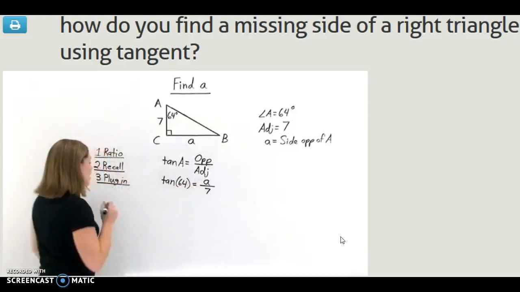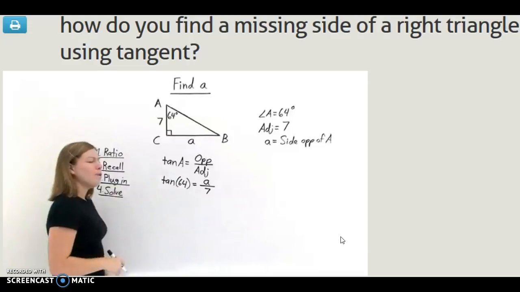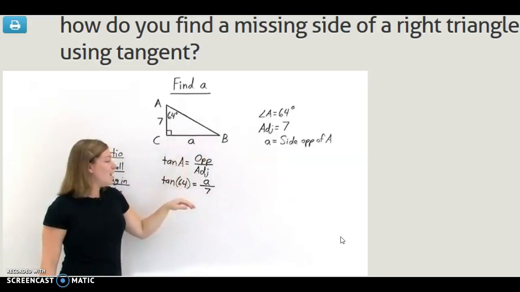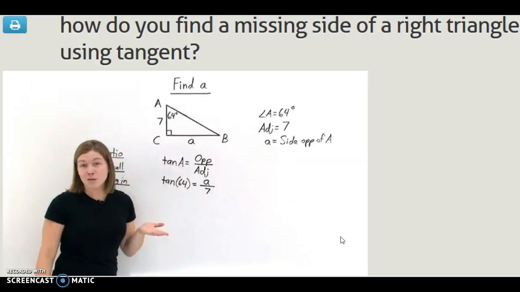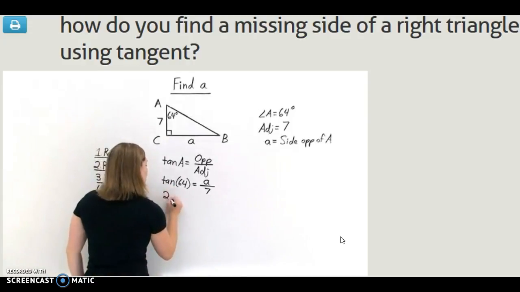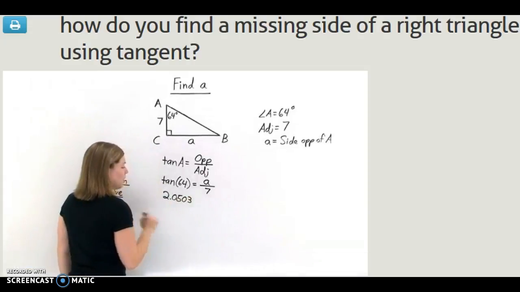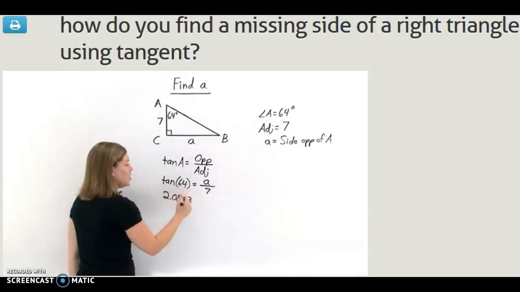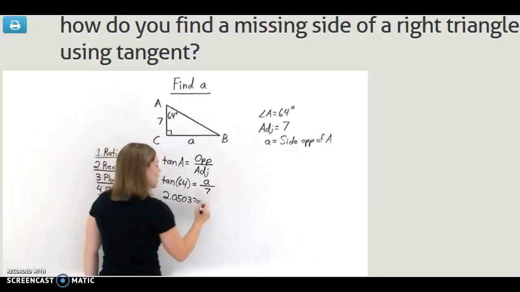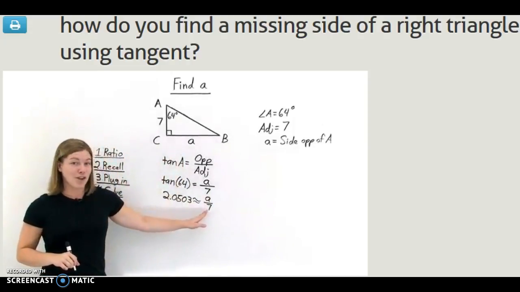All we need to do to get that missing measurement is solve this equation for A. Well, since we're trying to find a decimal answer for this measurement, we need to take tangent of 64 and find a decimal approximation for it. So we take tangent of 64, and a decimal approximation for that is 2.0503. Since this is a decimal approximation for tangent of 64, we need to change our equal signs to wavy equal signs, because that means that this is approximately equal to A over 7.